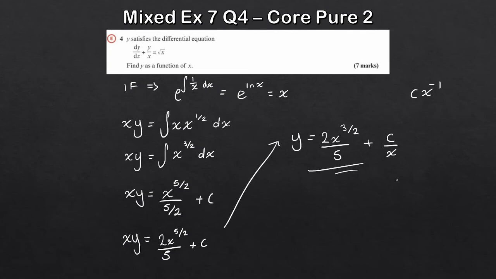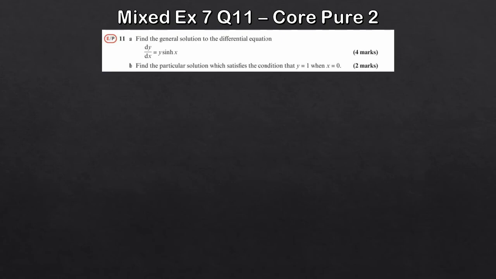So 7 marks for that, believe it or not. Much nicer than the previous question. And then let's finish with the last question here, again from the mixed exercise, from Core Pure 2, question 11. You might recognise this as being very similar to the third question we did today, or maybe the second one. It's one of these where you have to split the variables again.